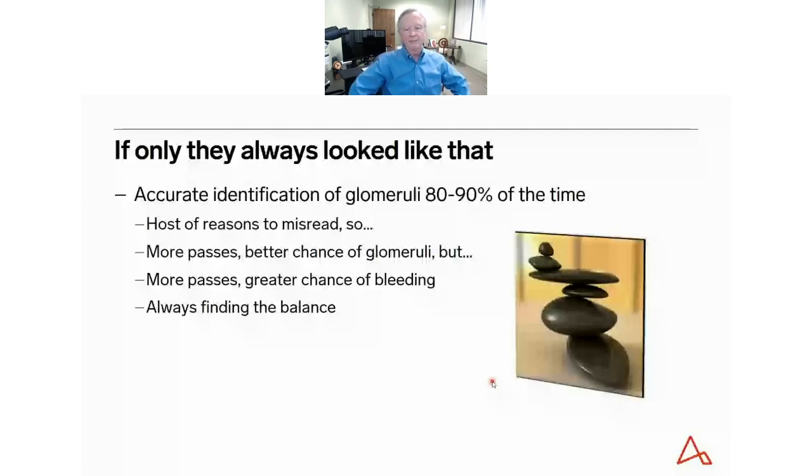Well, it'd be great if this worked every time. A good examiner is accurate 80 to 90% of the time. There's a whole bunch of reasons to misread it. There's a balance, and that's always a problem, because the rocks are tipping and things are changing, and you know that the next pass may be the bleeding pass. So you've got to balance the need for the diagnosis versus how the patient's doing.